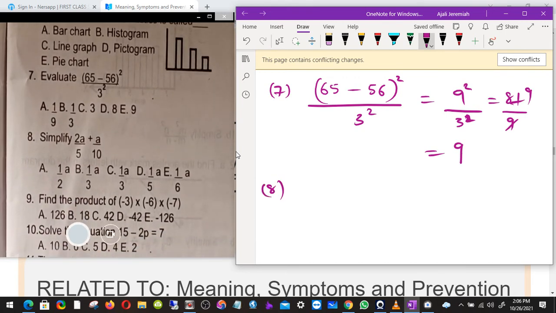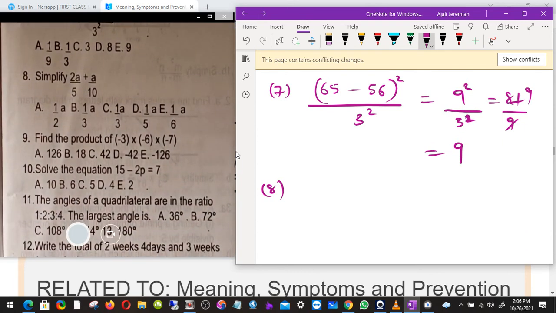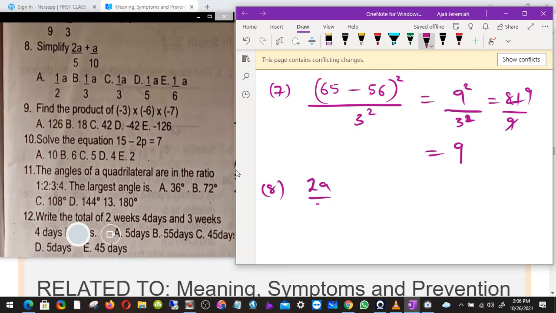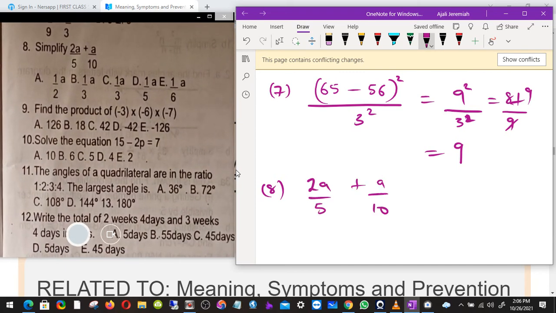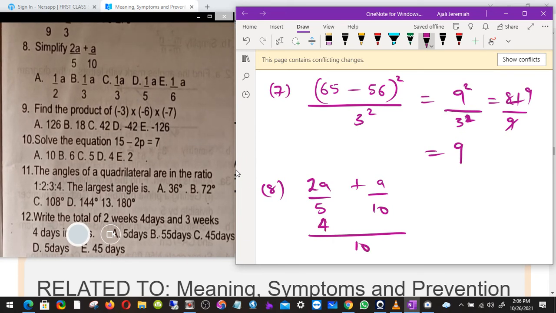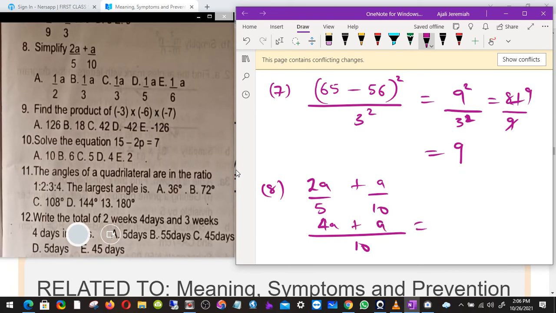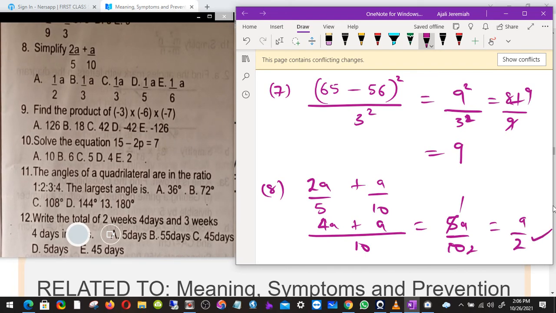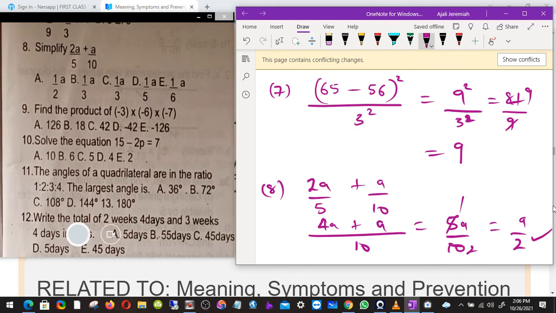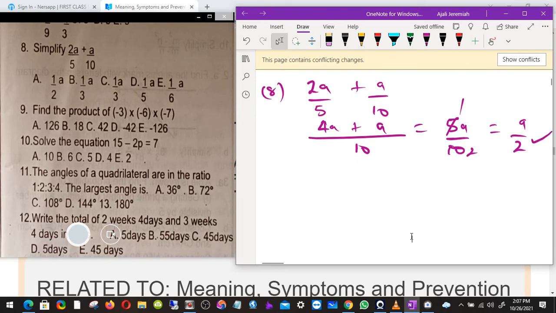If you are not solving along, you are wrong. Plus a over 10. LCM is what? 10. 5 into 10, 2 times 2a. 10 into 10, 1 times a. 5 here, 5 here 2. a over 2. What? Go. Wait, please, wait. Lawrence.